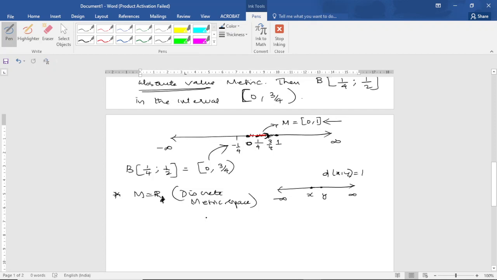And we consider now the discrete metric space. This is also real numbers only. The only thing is the distance function is varied. We measure the distance between any two points in a different way. Now, what is this open ball? You take any general element.